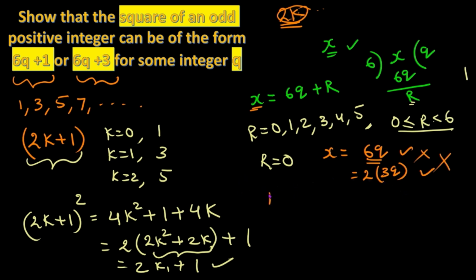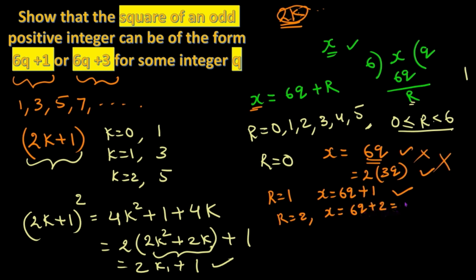Next, we will take r is equal to 1, okay? Then x is equal to 6q plus 1, right? So this is definitely an odd number. We will take this number, right? When r is equal to 2, x is equal to 6q plus 2.